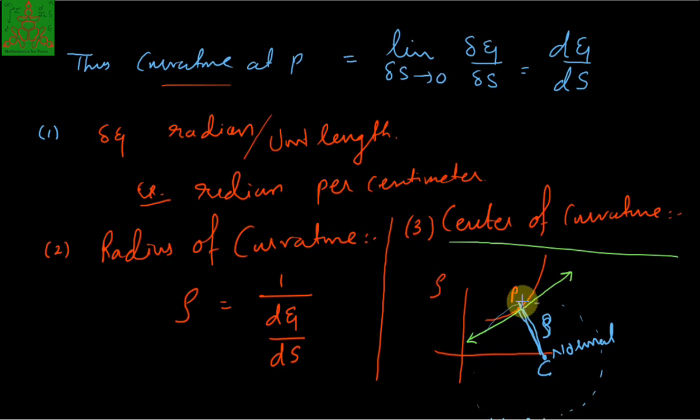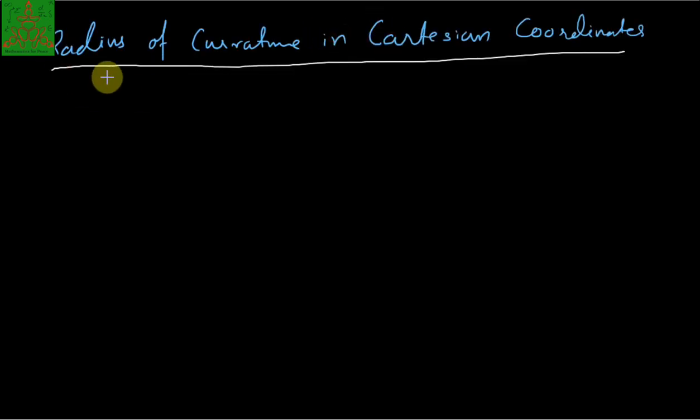So that is the definition of the circle of curvature. Now, the next thing that we are going to discuss is finding the radius of curvature in Cartesian coordinates. So again, let us recall the definition of the radius of curvature. Radius of curvature is nothing but the reciprocal of the curvature. Curvature is nothing but the rate of change of tangent with respect to the arc length.